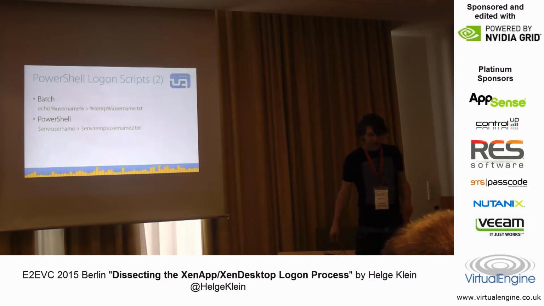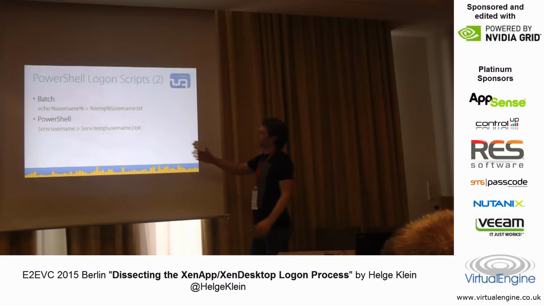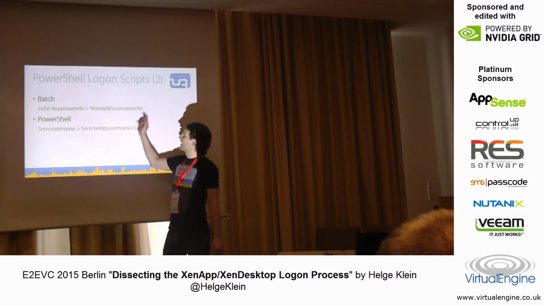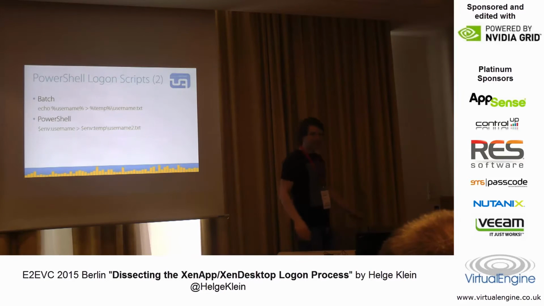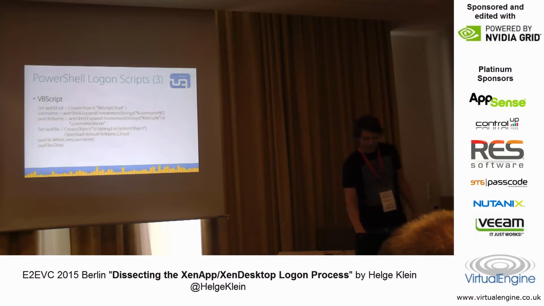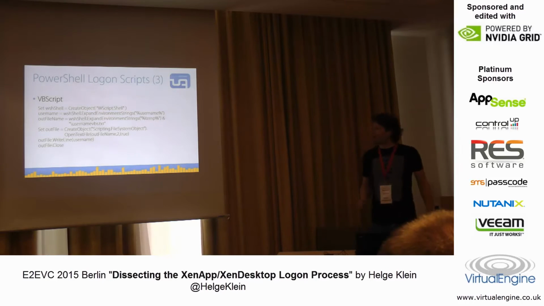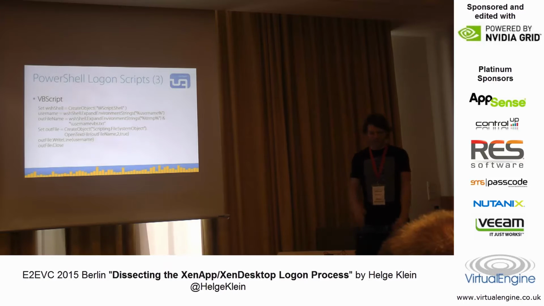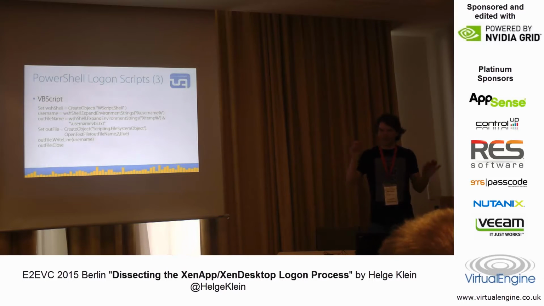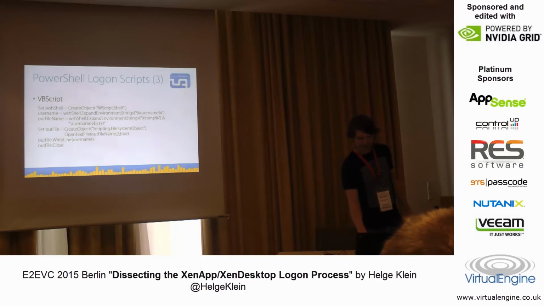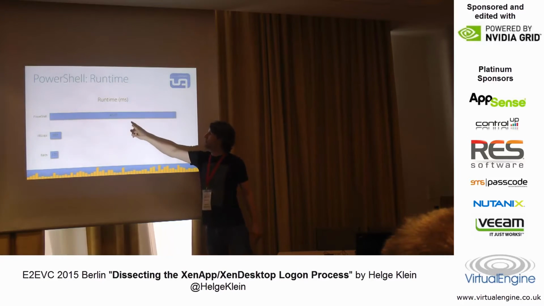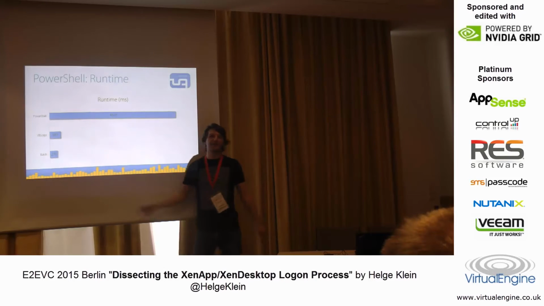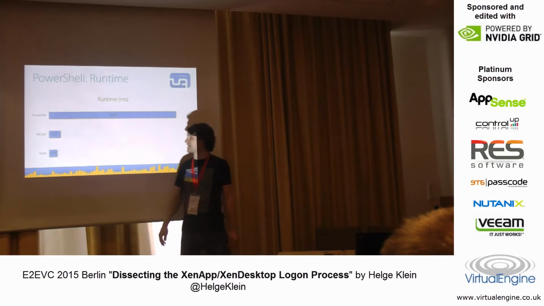Now, in Batch, it's like this. It just writes the name of the user into a temporary file. We can do the same in PowerShell in a one-liner too. And we can also write the same functionality in about 2 million lines of VB script. All of these do the same, and they're super simple. Now, let's take a look at how long these scripts execute during the user logon. So the big one, that is PowerShell. 4,500 milliseconds, 4.5 seconds, and the others a few hundred milliseconds.